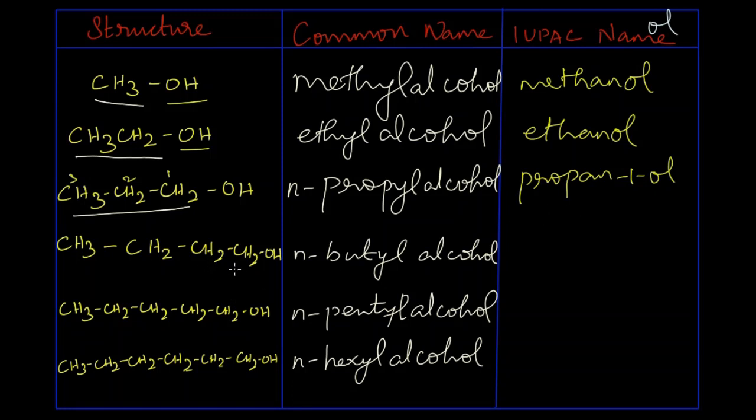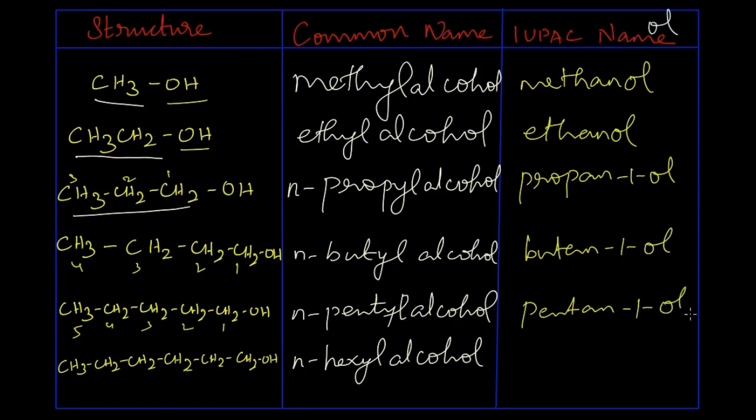Now here check the number of carbon atoms. 1, 2, 3, 4 carbons are present. So butane. To which carbon is the functional group OH attached? To the first carbon. So butan-1-ol. Here count the carbon atoms: 1, 2, 3, 4, 5. 5 carbons are in the longest chain. So 5 means pentane. To which carbon is the functional group OH attached? To the first carbon. So 1. What is the functional group? OH. So the suffix should be OL. Pentan-1-ol.